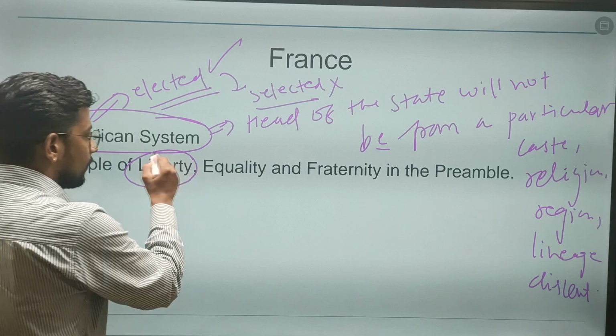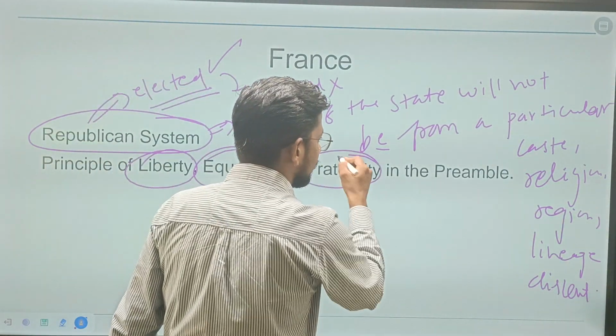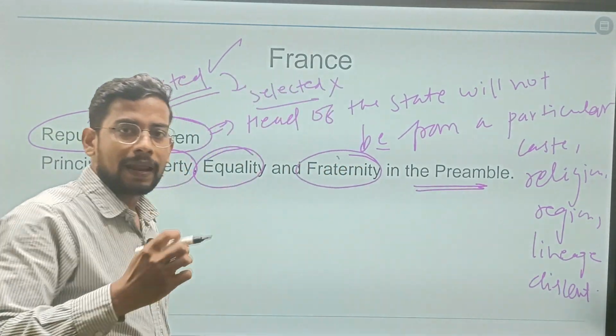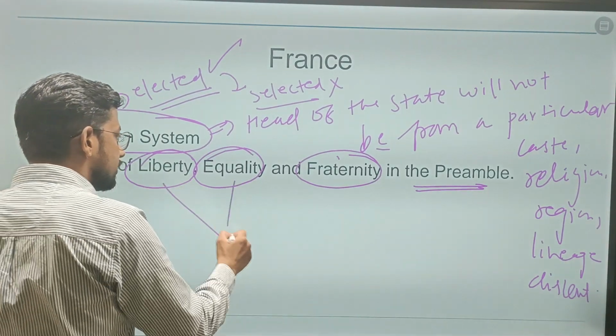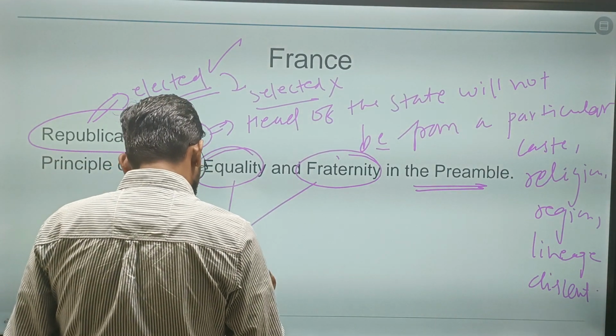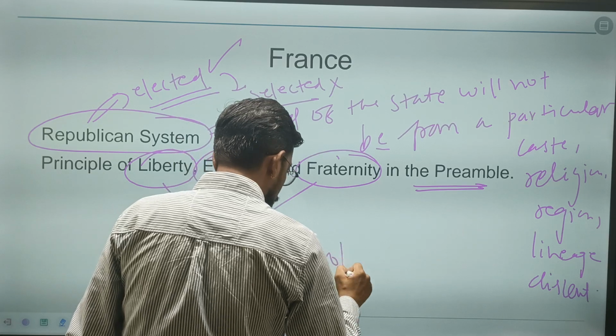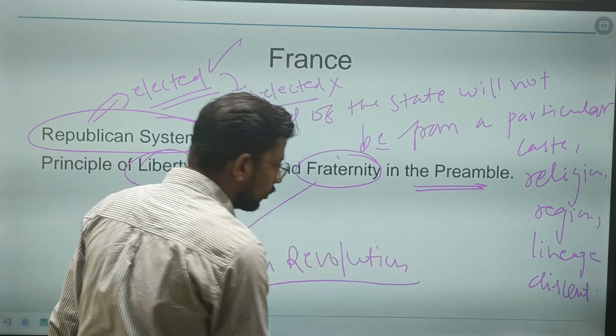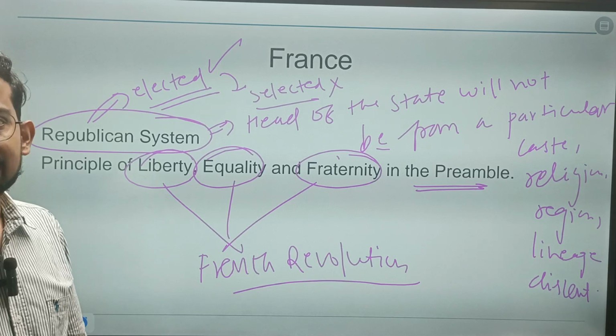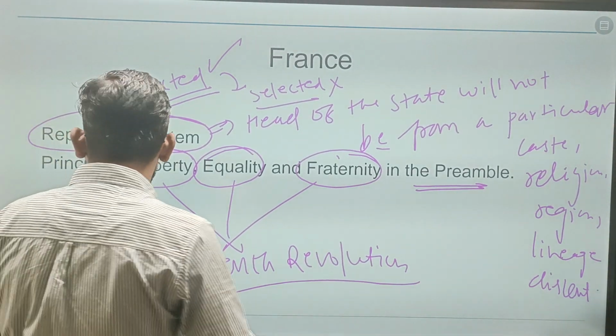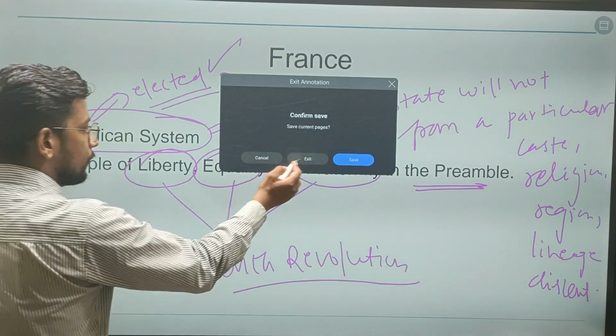Then the principle of liberty, equality and fraternity, which are enshrined in our preamble. We have taken all these three features from the famous French Revolution. We have copied these three golden words from the French Revolution of 1789. Okay, now let's see more features.